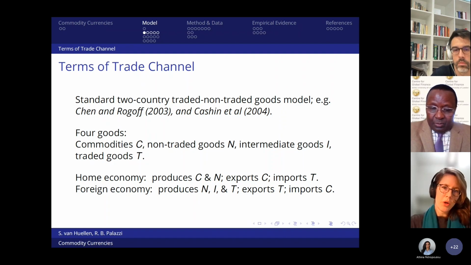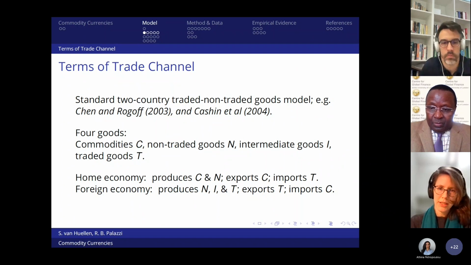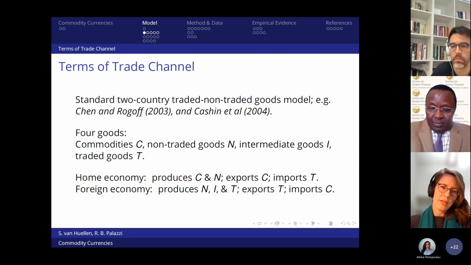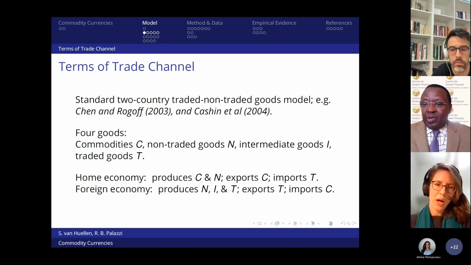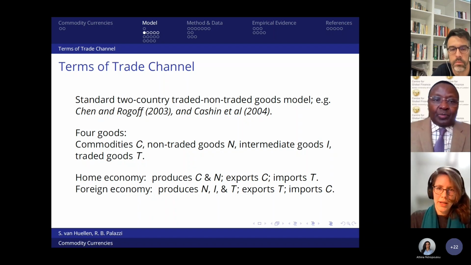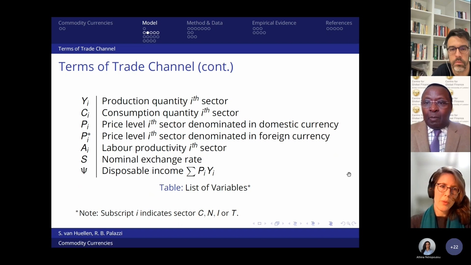We then divide between a home economy and a foreign economy. The home economy produces primary commodities and non-traded goods, and imports the traded goods, which are manufacturing goods. The foreign economy produces non-traded, intermediate, and traded goods. It imports the primary commodity, combines it with the intermediate goods and produces the traded goods, which are then exported to our home economy. So a very standard model.